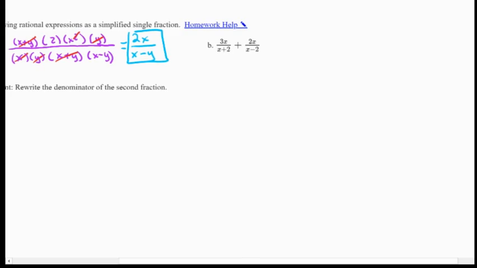The second one here takes a little bit more because I'm adding, so I need to multiply the top and the bottom by something to make sure that the denominators are the same. On the left side I'm multiplying by x minus 2, on the right side I'm multiplying by x plus 2, and I'm going to go ahead and distribute the tops there. I'm going to leave the bottom as x plus 2 times x minus 2 for now. So the top becomes 3x squared minus 6x plus 2x squared plus 4x.